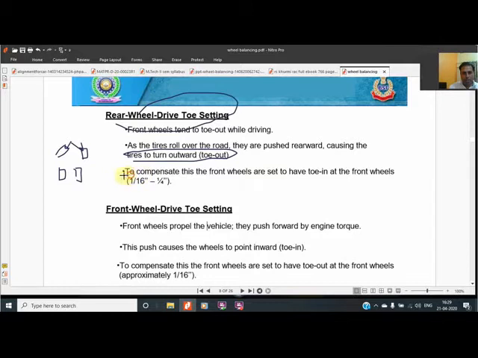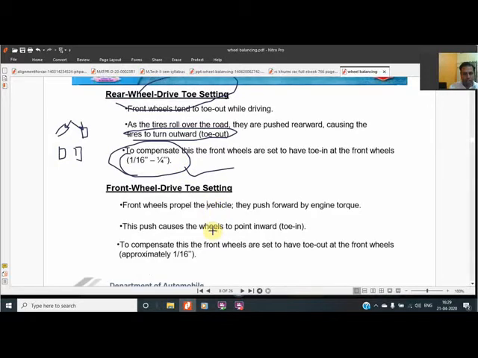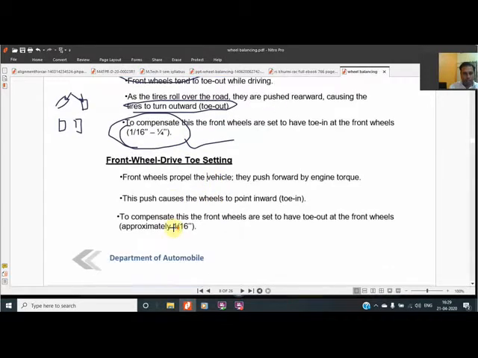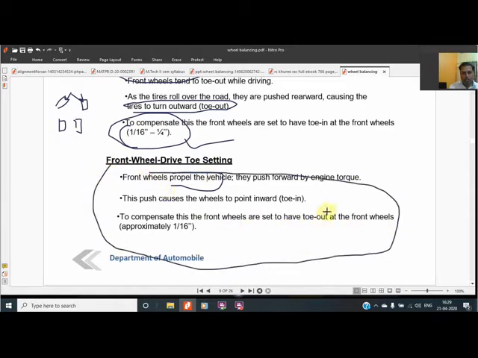And the toe in range is also given, that how much toe in is to be given to compensate for this. And what settings there are is shown over here. The front wheels propel the vehicle, as we know that most vehicles are front wheel driven. They are pushed forward by the engine torque. This push causes the wheels to pull inwards. To compensate for this, they are set toe out. Means in a front wheel drive vehicle we give a certain amount of toe out. So that's why they are set at toe out for this.